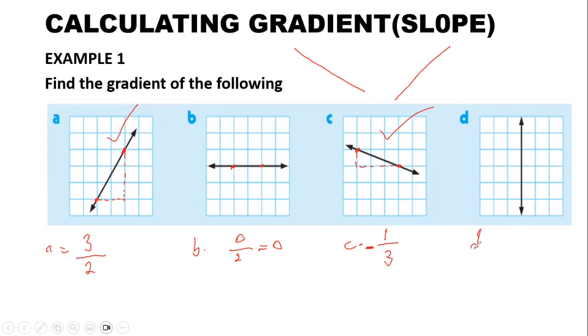Now let's look at D. In D, the rise we can take from any point, any 2 points on the line. So we can say 1, 2, 3, 4. So the rise is 4 all over the run. But there is no run, it's just a vertical line. So the run is 0. So in this case, we say that it is undefined. So the answer to this is does not exist, or it is undefined. Now you have to know the difference between this and this.